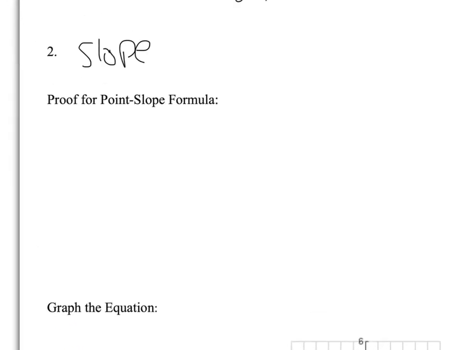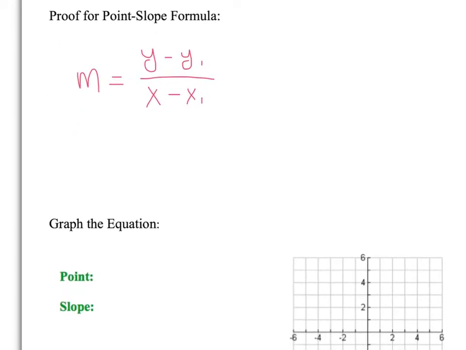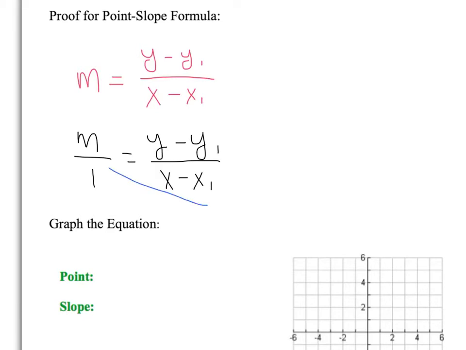So the formula for slope, m equals, is the change in y, y minus y1, over the change in x. Okay, so the way to solve this equation, or maybe I'm going to rewrite this equation, is to put the m over 1 to make it a fraction. If you look at what I did, I've created a proportion. And we all know how to solve a proportion.